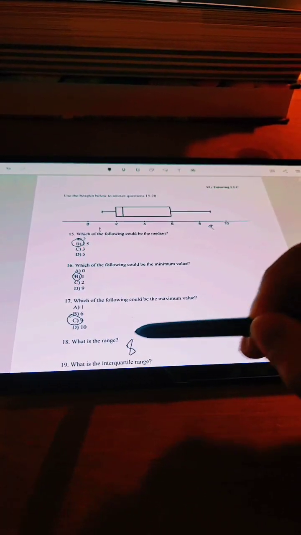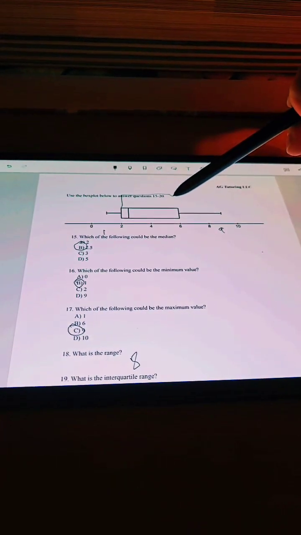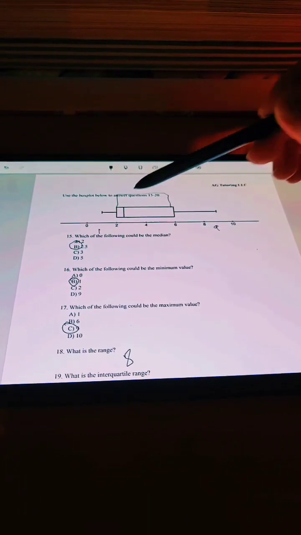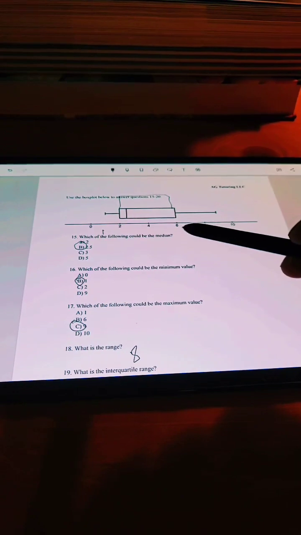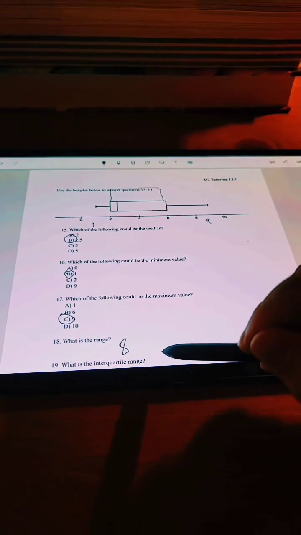So that's the range. Now, interquartile range is the length of this box part. It's a different thing. So it's going to be from 2 to 6, or you could think 6 minus 2, and that has a length of 4.